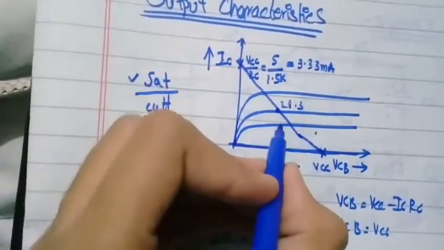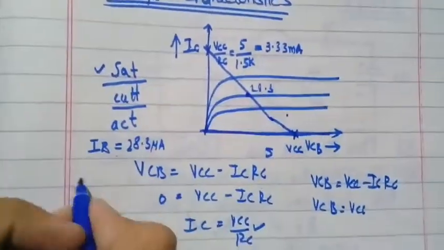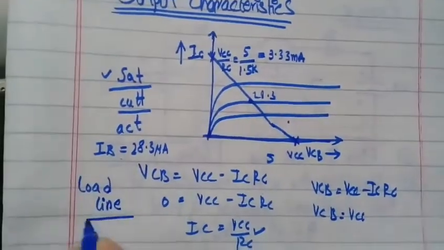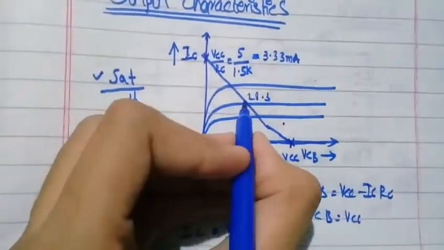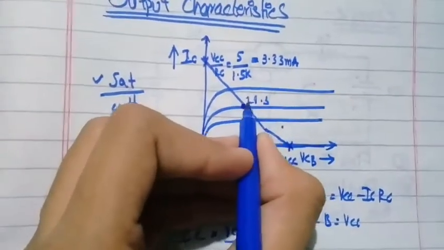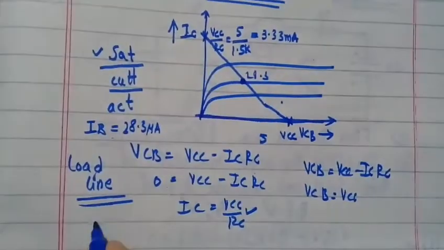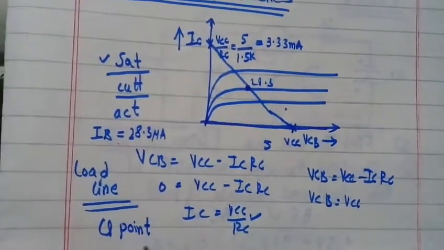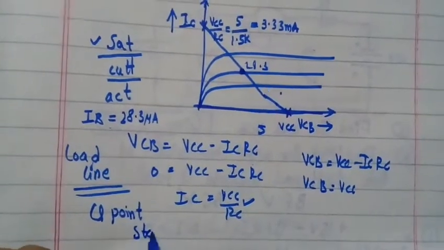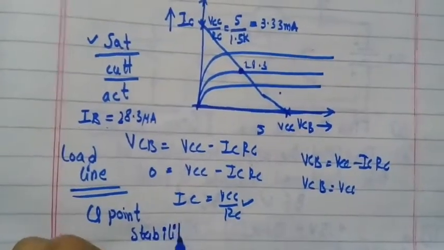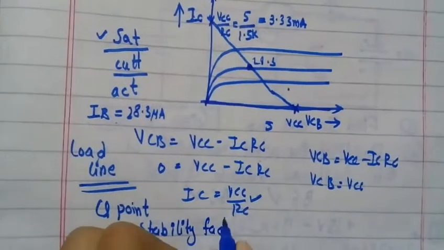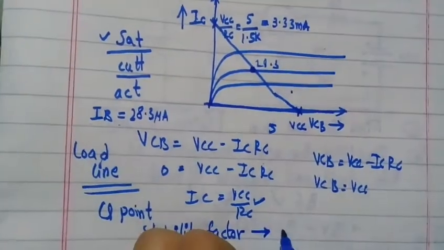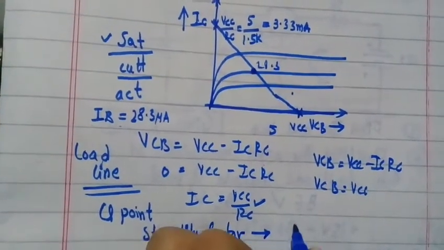By joining these points, this will be a straight line, and this will be called the load line of the transistor. It will cut the characteristic curve at this point. This intersection point is called the Q point of the transistor. The Q point of the transistor is the stability factor. As the transistor is more stable, it will work more efficiently.